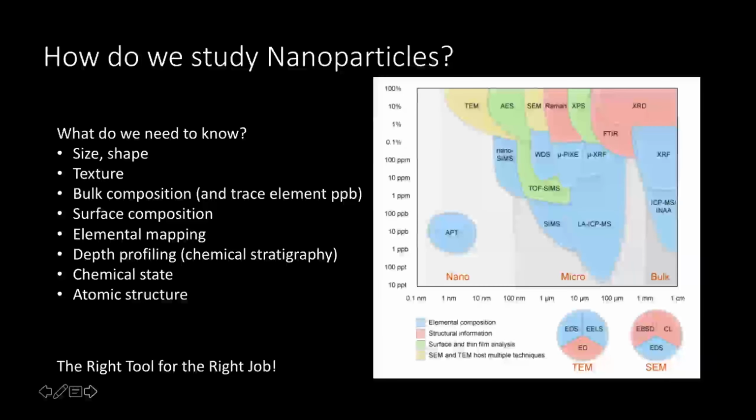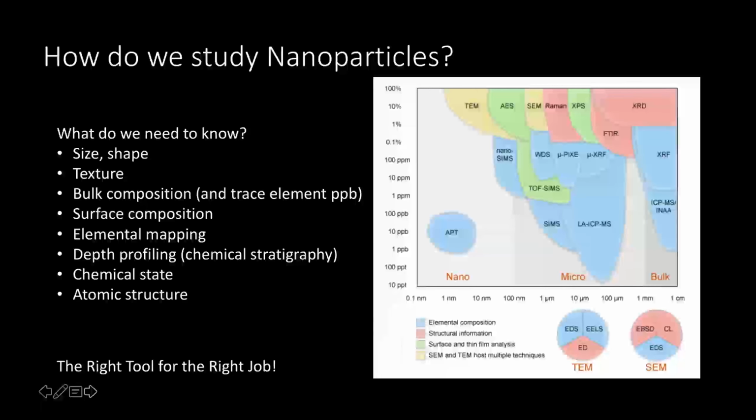How do we study nanoparticles? Well, we have a whole arsenal, the whole alphabet soup, of analytical instruments that we use: transmission electron microscopy, Raman spectroscopy, and many others. But there's many, many things that we need to know about nanoparticles to fully characterize them. And a partial list is on the left. We need to know the size and shape of the particles because, again, many of the physical properties are size and shape dependent. We need to know about textures. We need to know about the bulk composition of materials. And we also need to know about the surface composition.